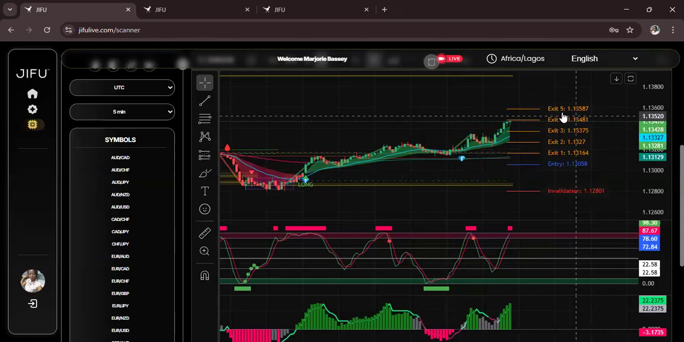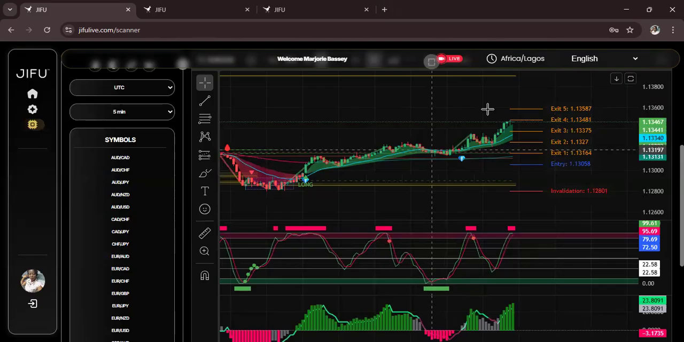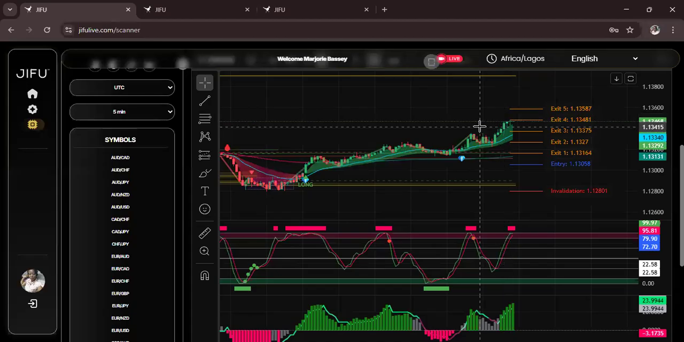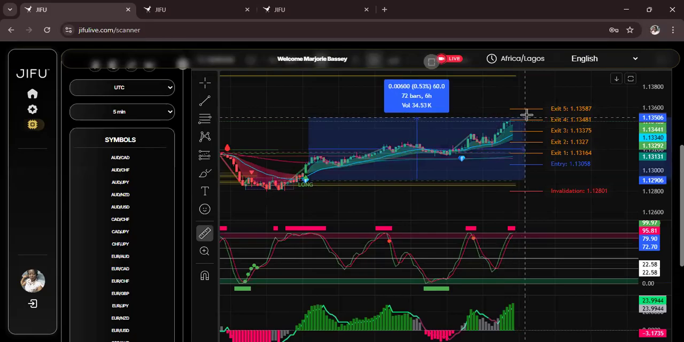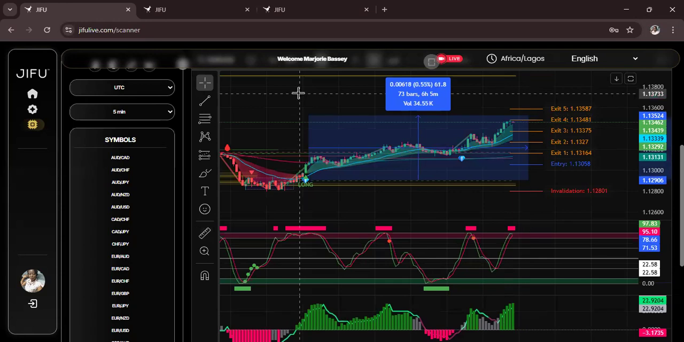Okay, so this one is already at the profit area. This market has moved considerably, almost 60 something, almost 70 pips. Guys, use your tools. So I think we'll just take one or two questions and then close.